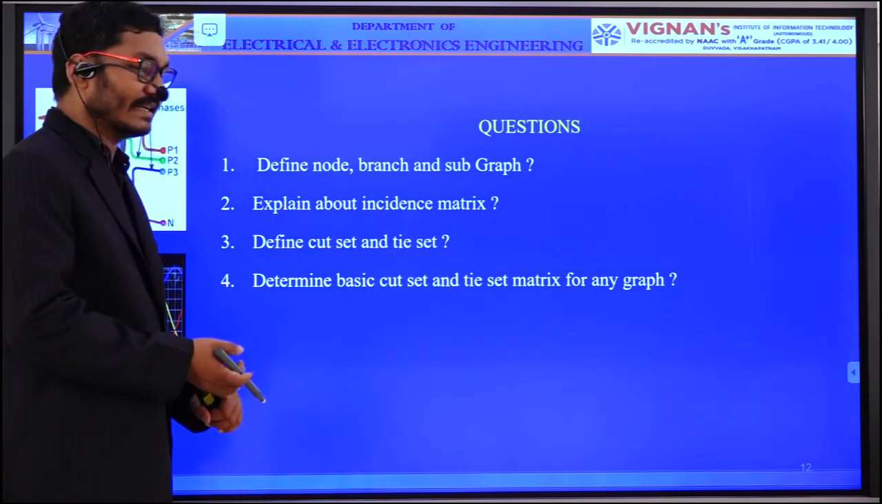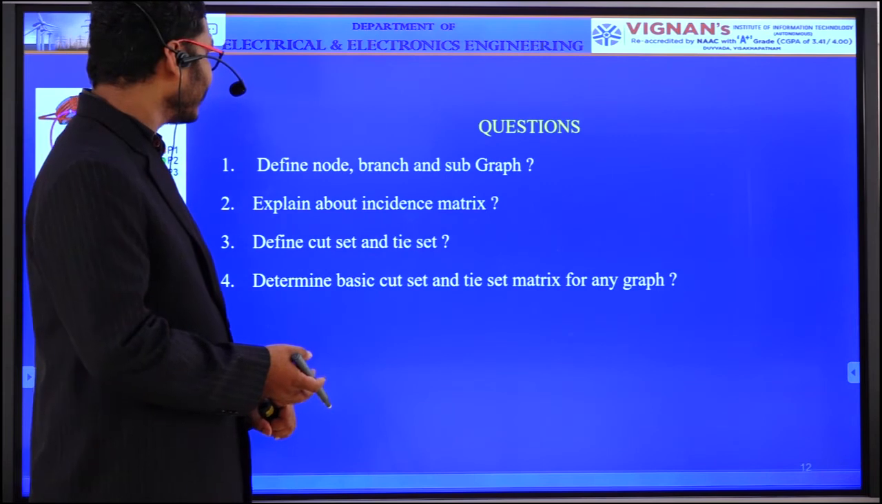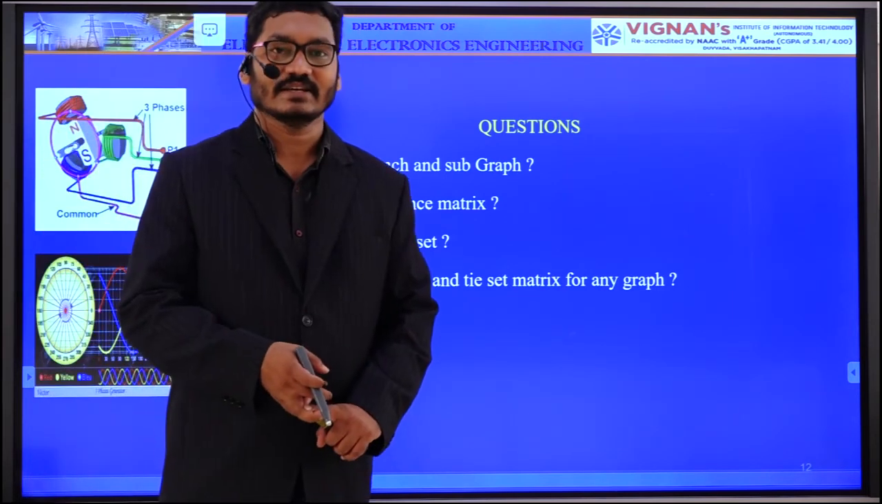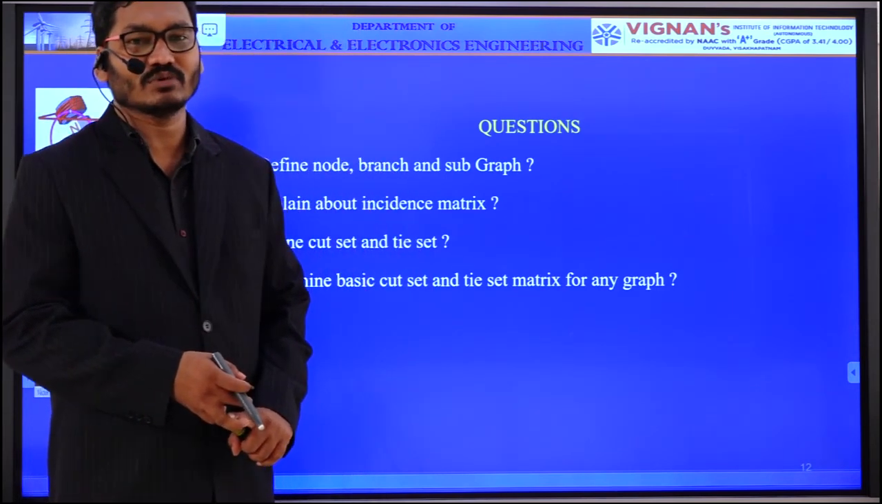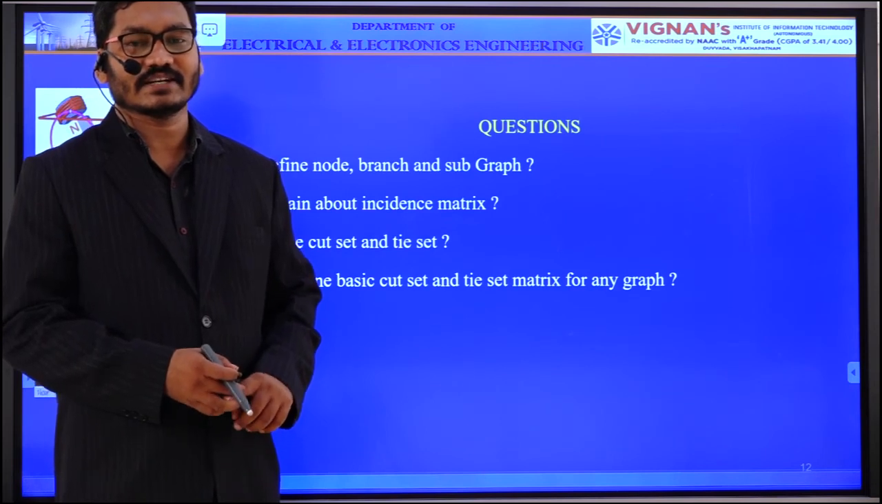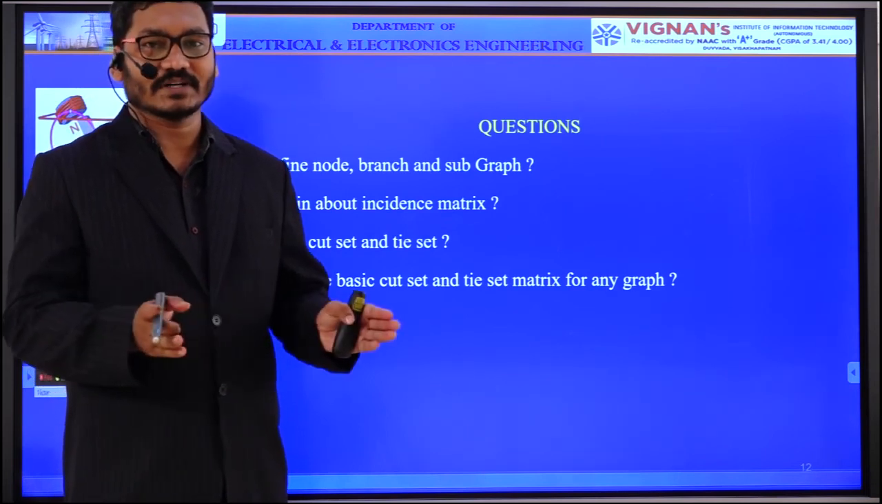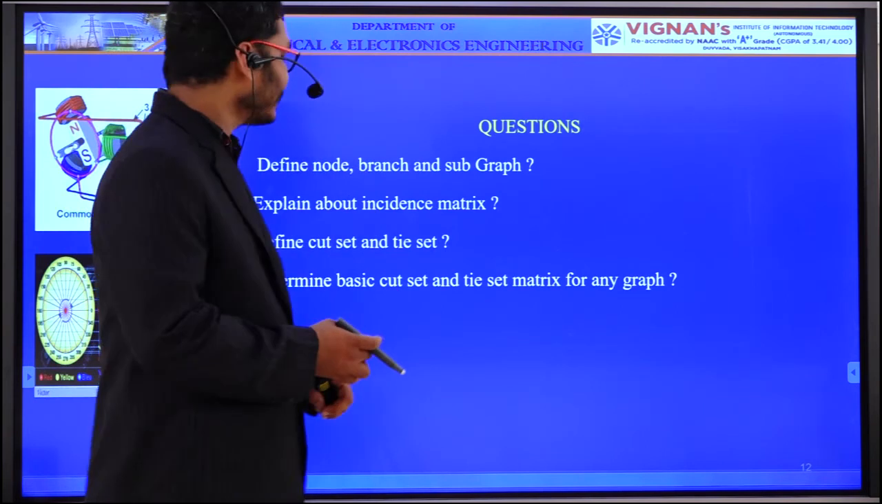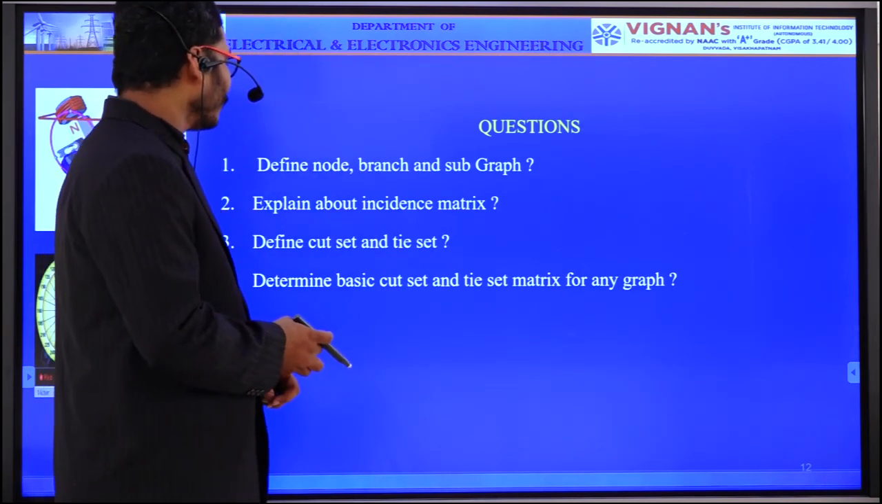Explain the incident matrix, which I have just explained, and the cut set and tie set. The removal of a cut set means the removal of branches, so the network is separated into two parts; that is called a cut set. A tie set should form a closed path.